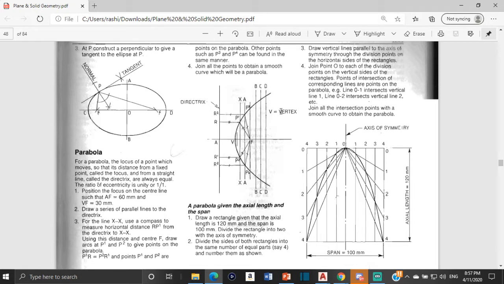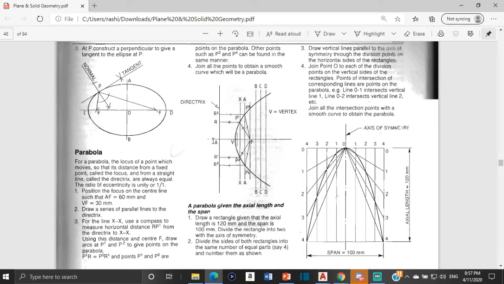I did a video on parabola already, but that was how we go about constructing a parabola when you are given the axial length and the span. Now, as for the ratio of eccentricity, the term eccentricity means how much something deviates from being a circle. So you could use the ratio of eccentricity to construct an ellipse or a parabola or a hyperbola because they all deviate from being a circle.